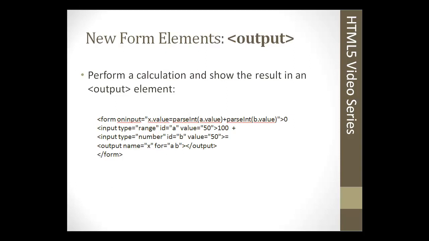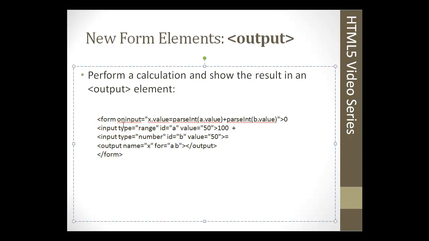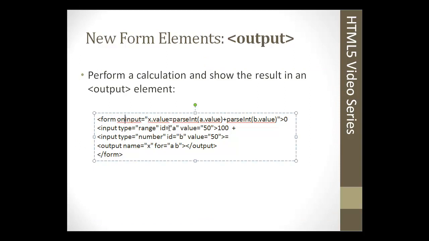And the next thing we have is the output tag, which performs a calculation, and it would show the result in an output element. And here we have an example of that. It's a little complex. We have the oninput attribute with a little bit of JavaScript, and we provide the range. I'm not going to have an example for this in this section, but we might revisit it in chapter 4 or 5.